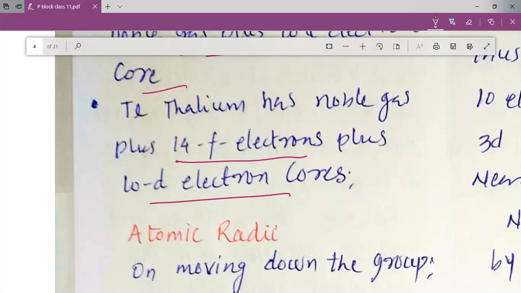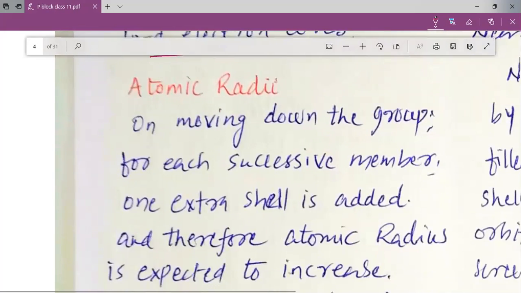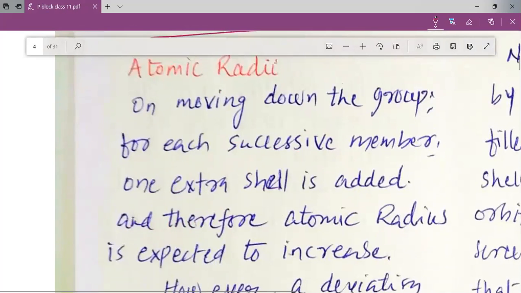So the inner core electronic configuration of these elements changes, and that is what makes the variety of chemical properties as well as physical properties. Now, my dear students, we are going to study the atomic radii.